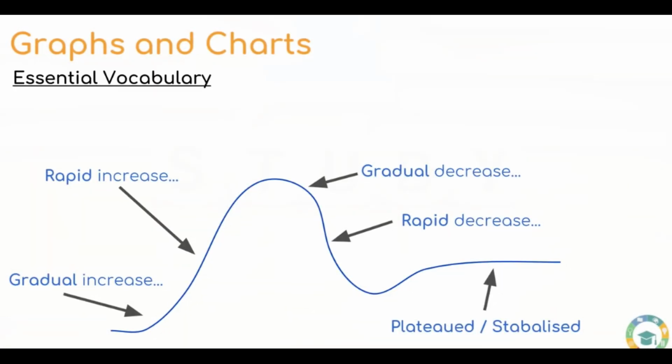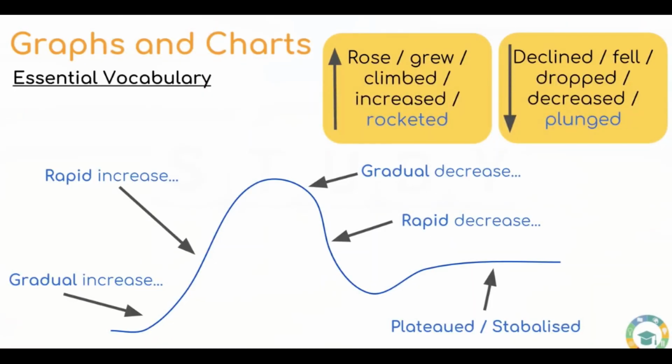Now we'll move on to vocabulary all about graphs and charts. Here are 5 common trends that you will see with graphs and charts. And we have both gradual and rapid changes. As well, we also have a plateau, or we could say that it is stabilized. Here are your synonyms for increase and decrease. I've highlighted the vocabulary rocketed and plunged in blue because you would only use these two words to describe a big, quick change.